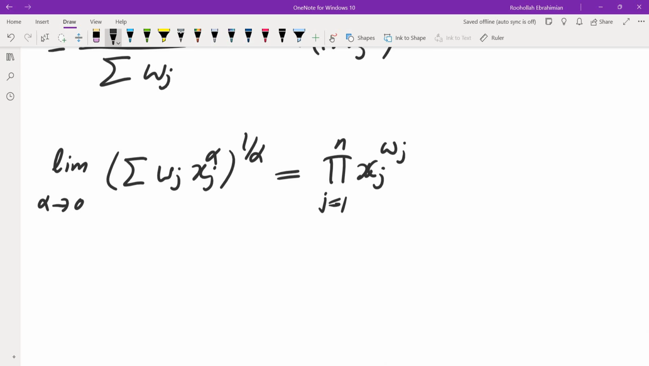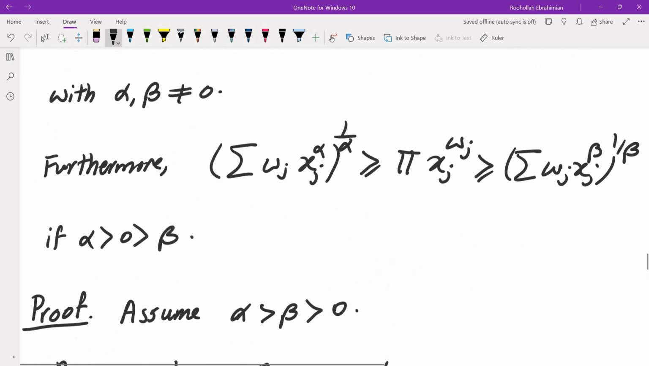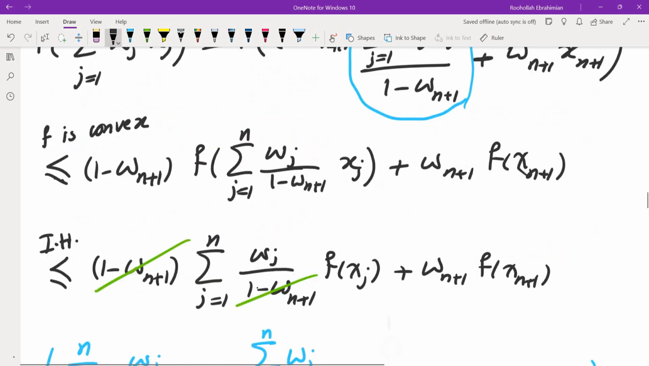Now we know that when alpha approaches 0, we get that quantity. So we know that the power mean is increasing, and at 0, we get this quantity. So it would be increasing everywhere, and at 0, you can define it this way. And that gives me the power mean inequality, from which you can get all of those other inequalities.